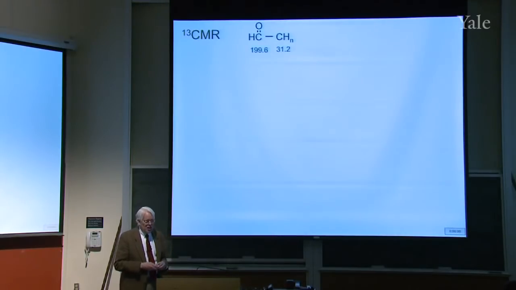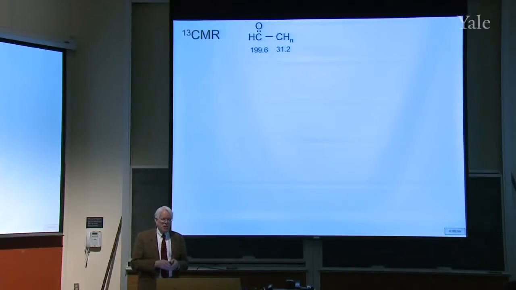Okay? Now, just a bit on NMR, to give you something to practice with, to see how people figured out chemical shifts in NMR. They did it by taking a known compound like acetaldehyde, where n is 3 here. You'll see why I used n. And they found it had 2 peaks, 199.6 and 31.2, in the CMR spectrum, carbon magnetic resonance.